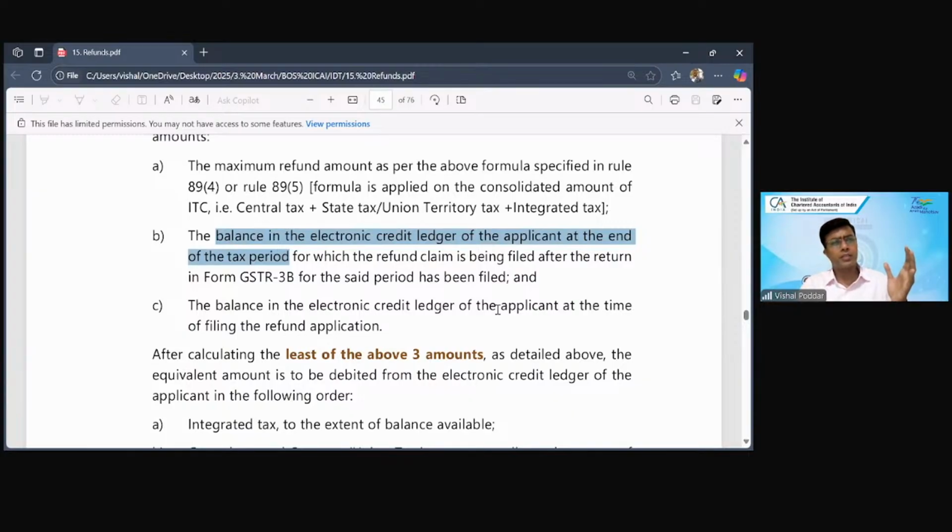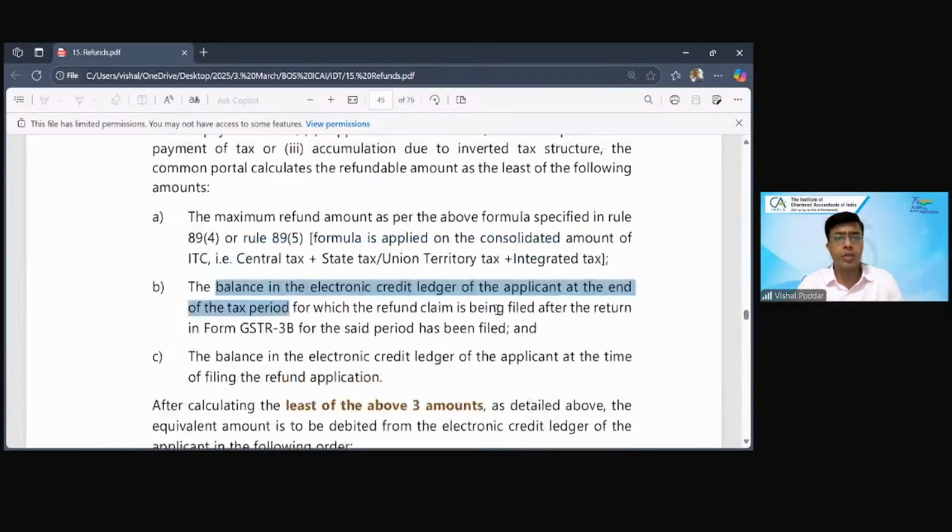Now somebody will say, sir, why so much complication? Why three figures? And then it is saying you will take the lower of these three figures. To understand this point, I am computing refund for the figures of February. So first, the formula, as we discussed, we'll take all the figures of February month. Understood, no problem. Now that will give me the refund which is available for February details. Okay, understood.